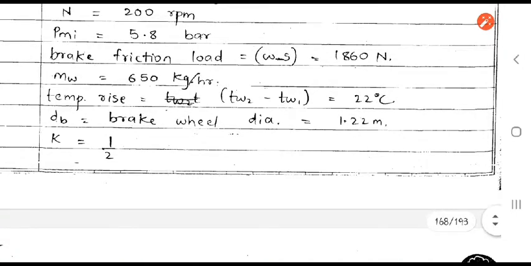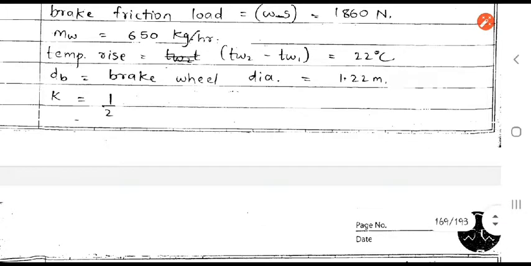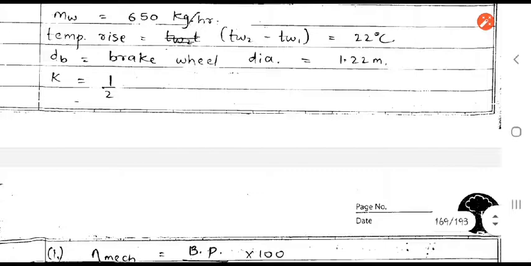Then mass of water is equal to 650 kg per hour, temperature rise is equal to TW2 minus TW1, which is equal to 22 degrees Celsius, directly given. The brake wheel diameter, we can consider capital D or small db, which is given as 1.22 meter, and the standard value of K for a 4-stroke engine is equal to 1/2.